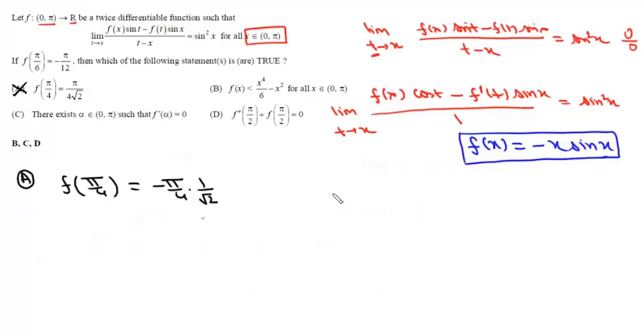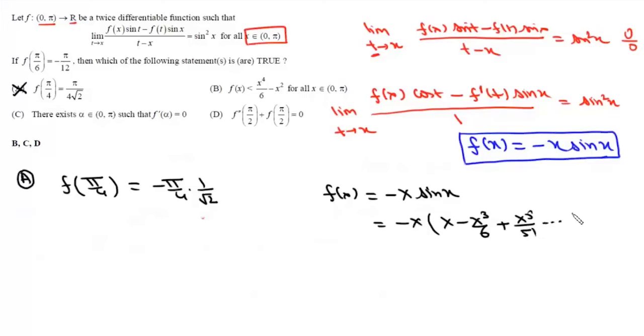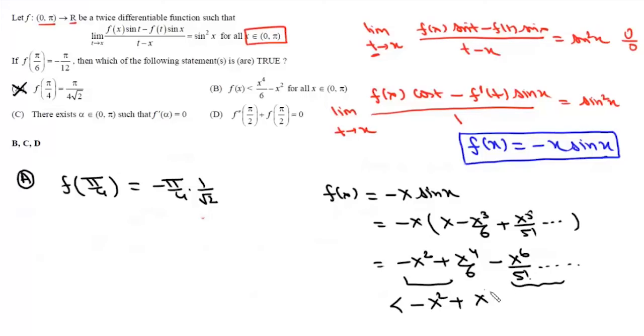Now B says f(x) is less than or equal to x to the power 4 upon 6 minus x square. Now we know that f(x) is minus x sin x, and sin x is x minus x cube upon 6 plus x to the power 5 upon factorial 5. So this is minus x square plus x to the power 4 upon 6 minus x to the power 6 upon factorial 5. Now it is this expression minus some value. That means it is always less than minus x square plus x to the power 4 by 6. That means this option B is correct.